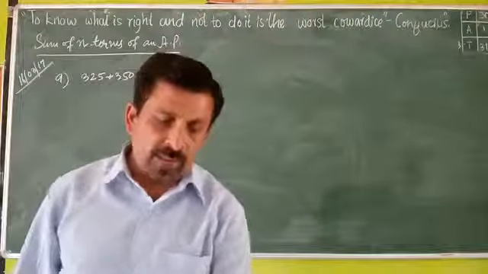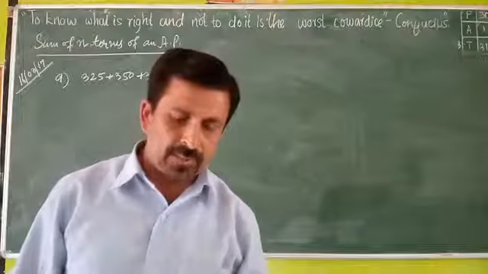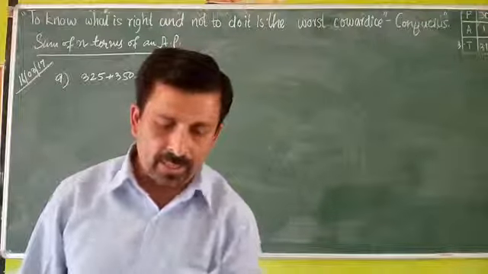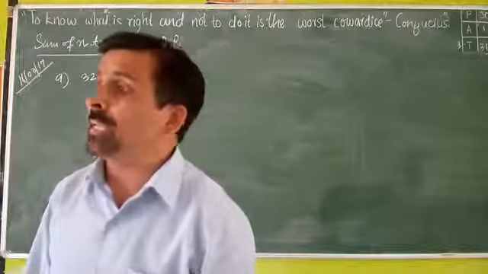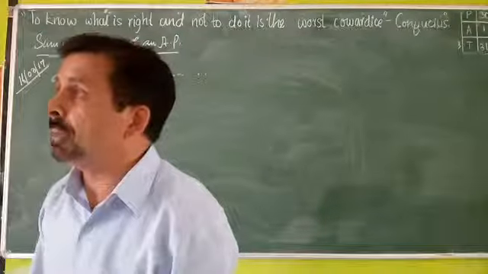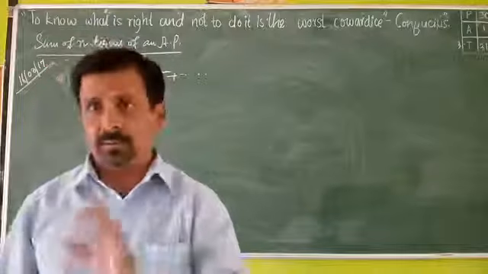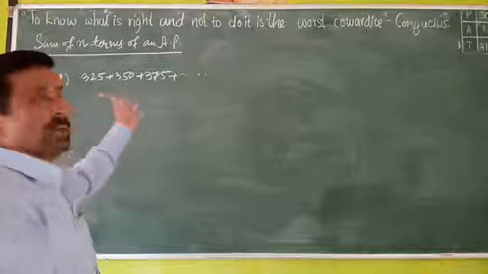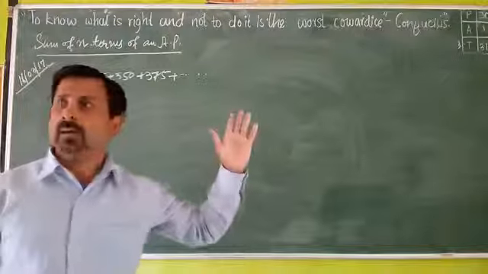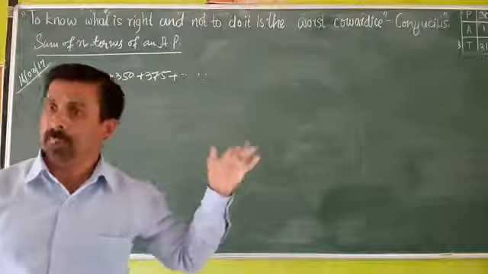The question is, find the smallest number of terms which may be taken in order that the sum of the arithmetic series given may exceed 10,000. Okay, now I will summarize this question. The question says, we are given an arithmetic progression, an AP.